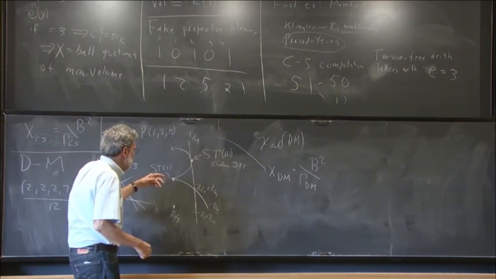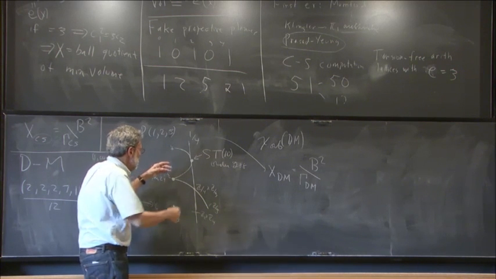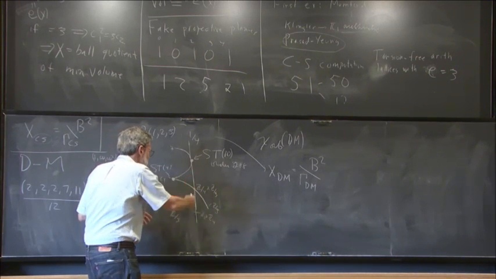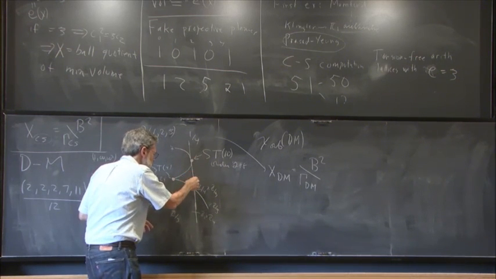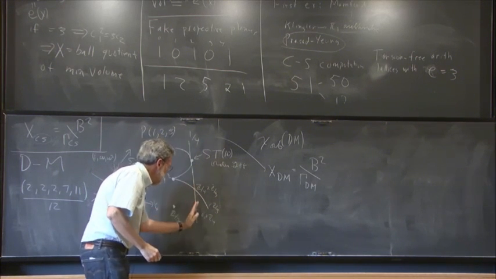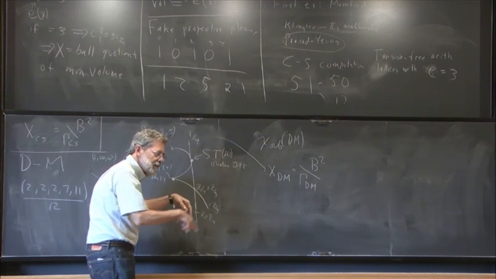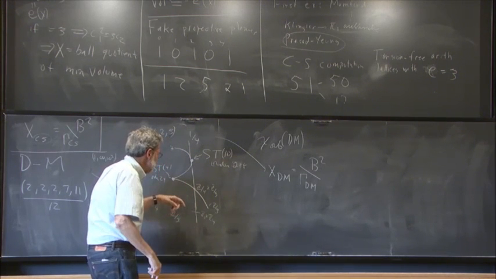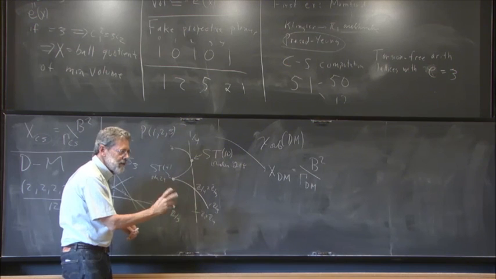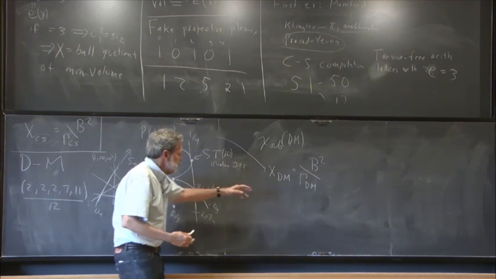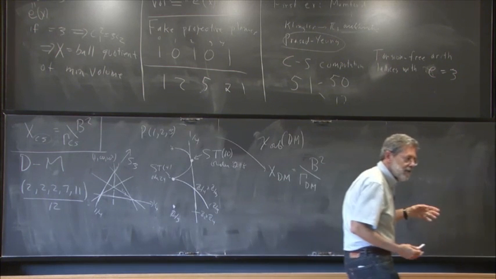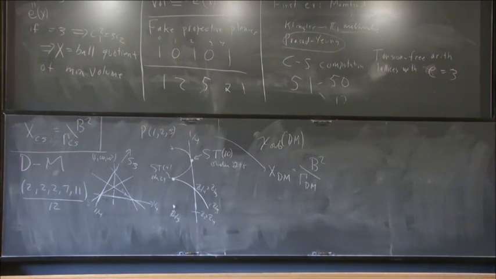So I'm giving you orbifold data, telling you about each point. Every point on this line has a stabilizer of a cyclic group of order 4, so it's a complex reflection. Whatever this group is, it's a group generated by complex reflections. Okay, and from there you can see.